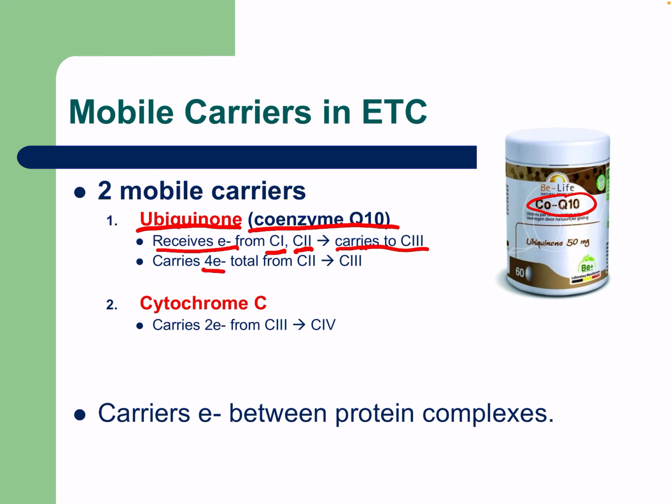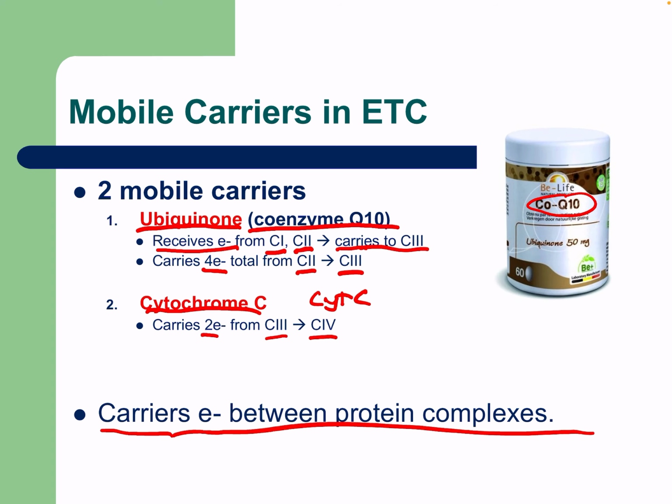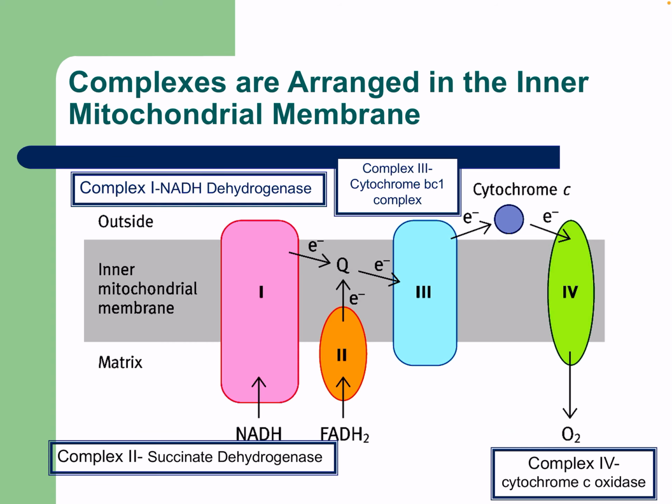Coenzyme Q carries 4 electrons in total from complex 2 to 3. The next mobile carrier is cytochrome C, or we saw it as the short form there. It carries 2 electrons from complex 3 to 4. These carriers carry electrons between protein complexes. So again, complexes are arranged in the inner mitochondrial membrane.